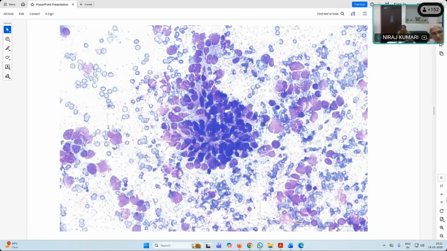Now you can see these cells. So you see different kinds of cells again. Do you think there is a dual population of cells? Yes, ma'am. Okay, can you describe both the populations? One population is small cells with scant cytoplasm, high NC ratio and round nuclei, and the other population is large cells with elongated nuclei, ma'am, spindle to elongated nuclei.